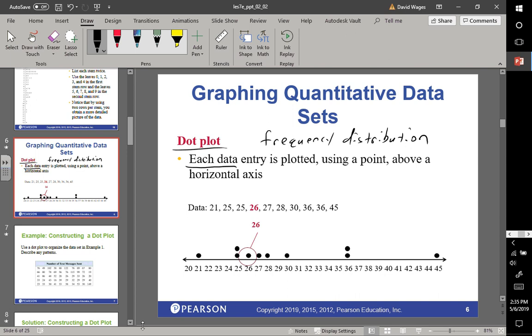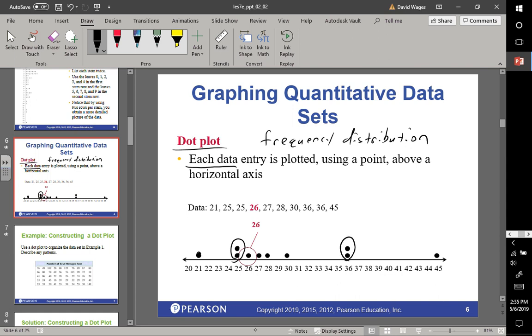If we look at this example here, this data goes from 21 up to 45. Notice we have each number from 21 up to 45 listed. And for each piece of data, we have a dot. So 21, we have a dot here. 25, we have a dot. Notice we have another 25, so that has a second dot. So we can see the value 25 is repeated.